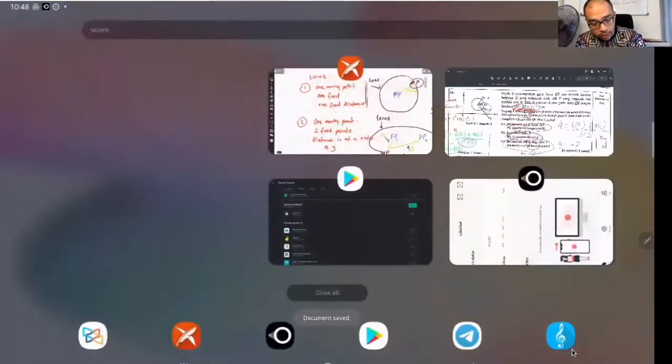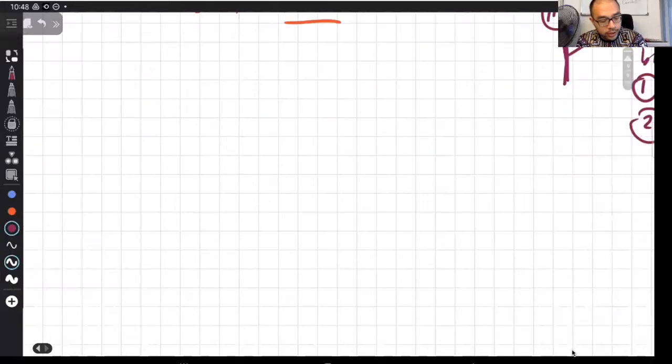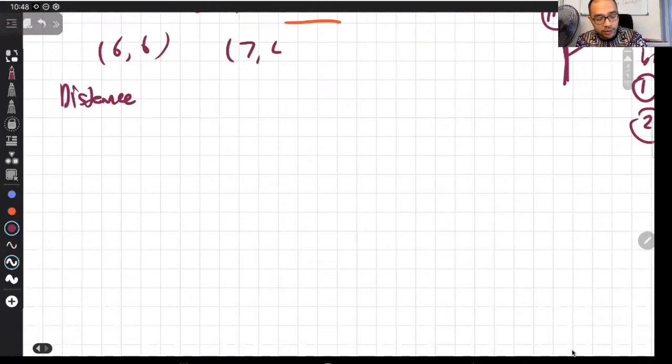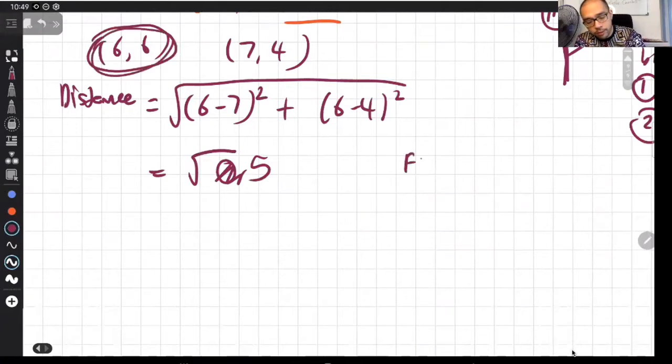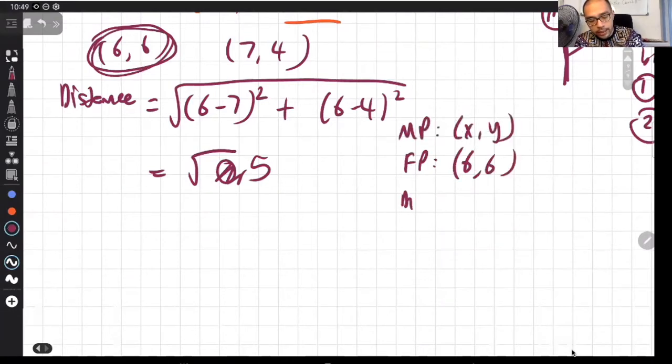6, 6, and 7, 4. I'm going to move over. All right. So the distance, 6, 6, and 7, 4, right? I better write this down. 7 and 4. It's equals to the square root of 6 minus 7 squared plus 6 minus 4 squared. You will get square root of 5, is it? Yeah. You get square root of 5. Sorry, again, the fixed point is 6 and 6. The moving point is x and y. And the distance is square root of 5.